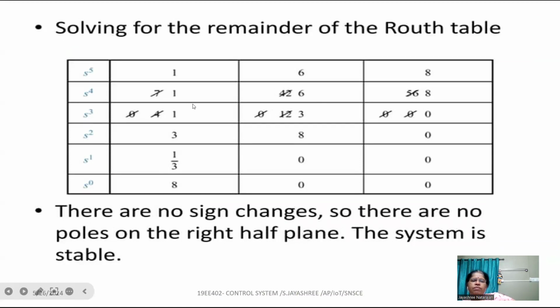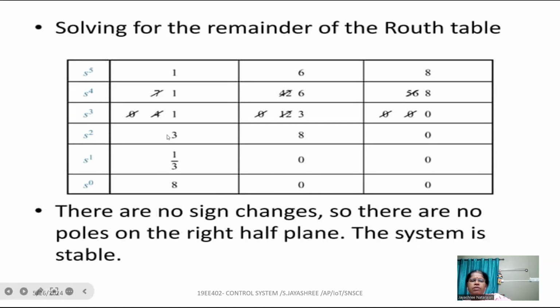In the next row, if we differentiate this, we are getting 4s cube, 12s plus 0, where 0 is the constant term. 4 and 12 are the elements in that row, so we can divide throughout by 4. So we are getting 1 and 3 here. After getting these two elements, we have to proceed finding the elements in the Routh array.